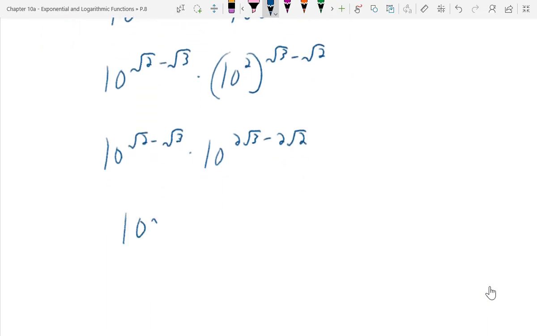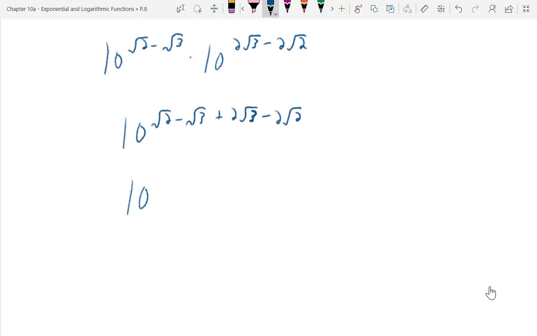Now you actually end up with 10 to the root 2 minus root 3 plus 2 root 3 minus 2 root 2. And then just hunt for your like terms, and you're going to get 10 to the root 3 minus root 2.